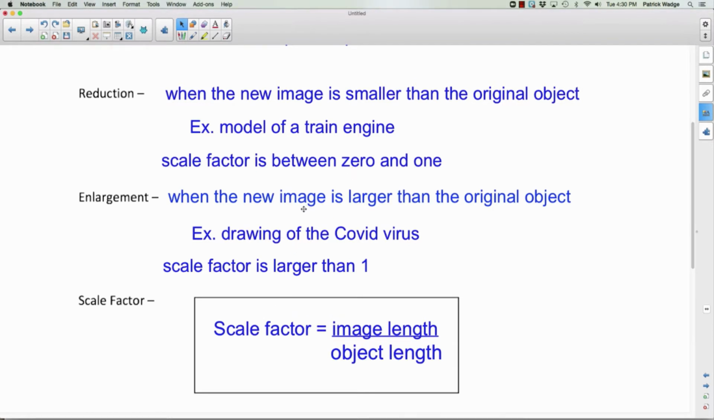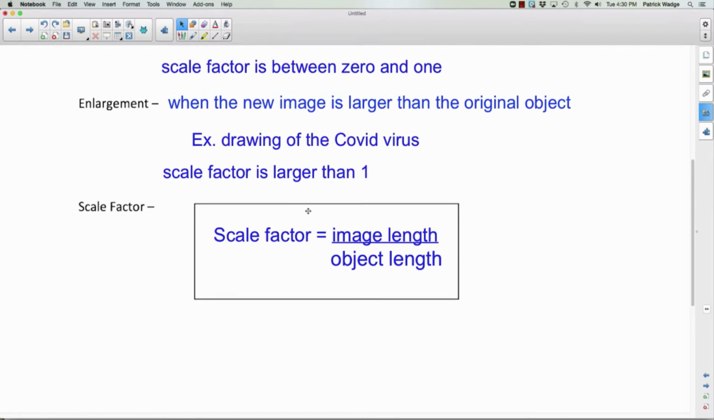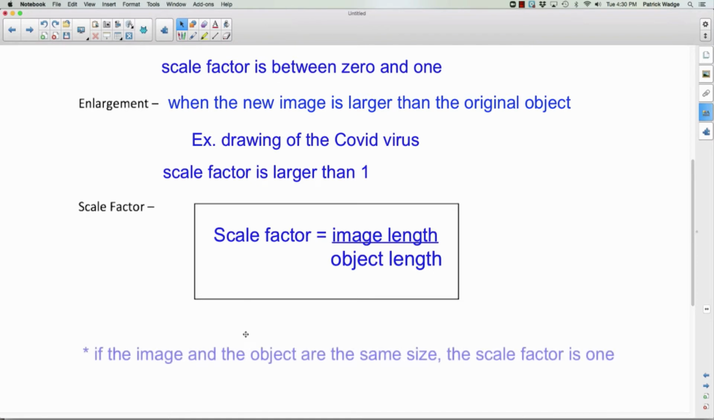There's one other possibility. What if the scale factor is 1? What would that mean? Well, that would mean that the image and the object are exactly the same. Let's say you were drawing a worm. You put the worm on the table in front of you, and then you drew a picture of the worm that was exactly the same size as the worm itself. Then your image length and your object length would be exactly the same. When you divide two numbers that are exactly the same, you get 1. So if the image and the object are the same size, the scale factor is 1.